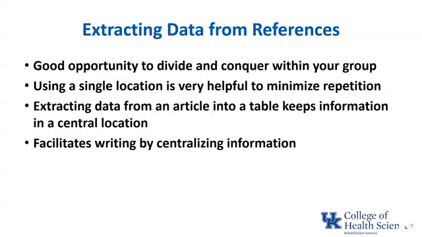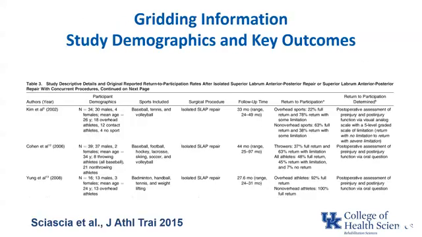When you get your data, then you have to actually extract it. My recommendation is to grid that information and keep it in a single location so everybody can access it. Extracting data into tables helps keep all the information organized. I use the columns as a way to organize all my headings, and I find this really helpful as I'm writing, because all the information is centralized. I don't have to go back and look at each article individually.